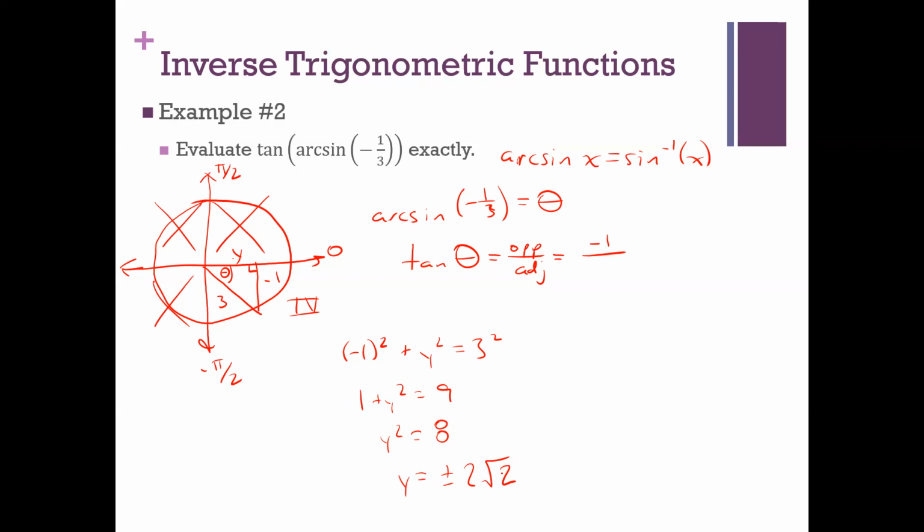Based on what I have here, does it make sense to choose positive or negative, one or the other? Should be positive, right? Why is that? Yes, you're looking at an x value to the right of the y-axis, so it should be positive. So this is the value we're looking for. Exactly.